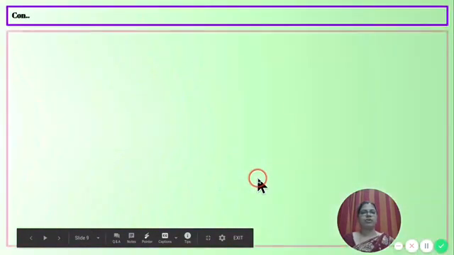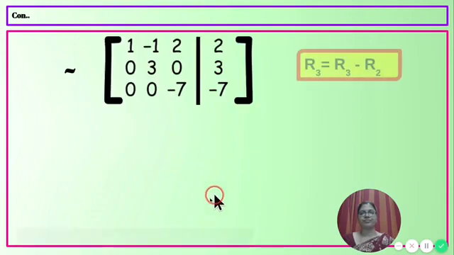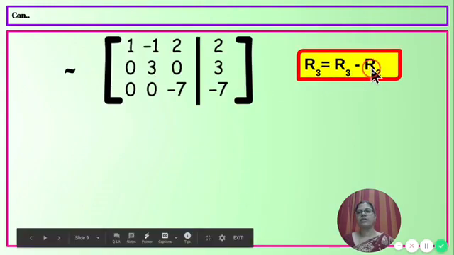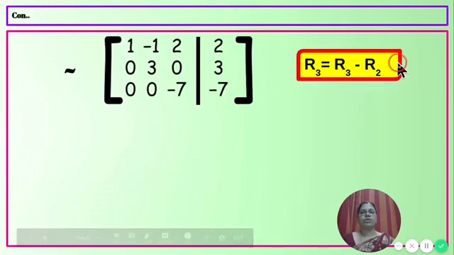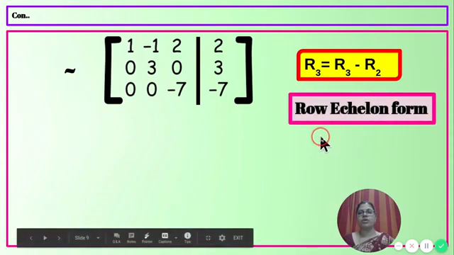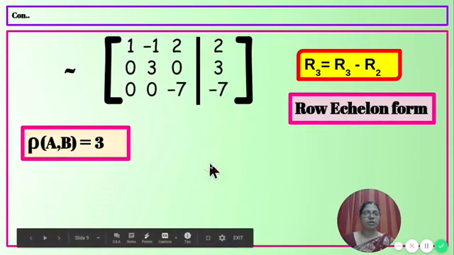So for that I am going to apply the linear operation R3 is equal to R3 minus R2. So after applying this, we have transformed this matrix into an upper triangular matrix. So it is a row echelon form. Now we can find the rank of this matrix.